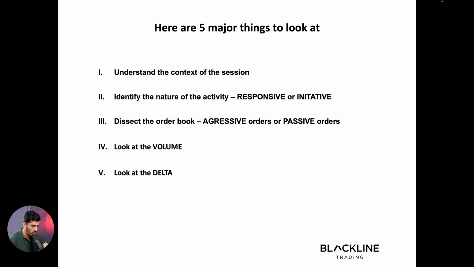At the start of this session, we said that there are 5 major components that are very important whenever you want to build a reversal trade strategy by looking at the order flow. We looked at why understanding the context of the session is very important, and we discussed the Tesla example for this specific point. Similarly, we discussed what responsive and initiative actors are, how to dissect the aggressive and passive bids, and how you can look at the volume and delta and understand what exactly is happening in the session.